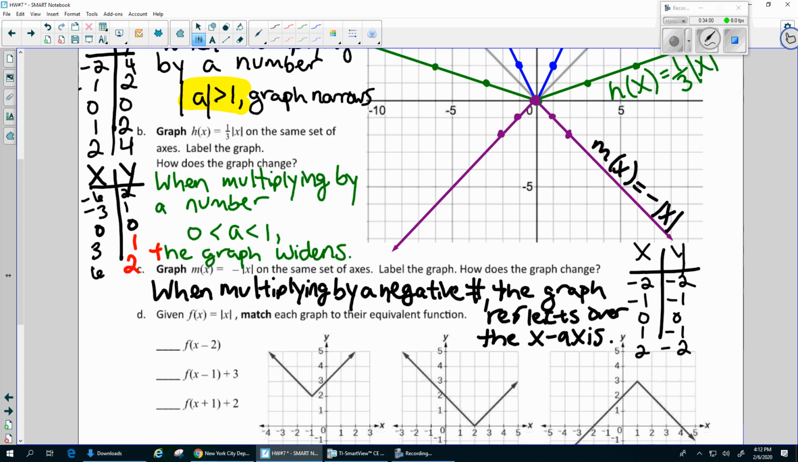The same thing is true for when we're multiplying by a number between 0 and 1. If that number is -1/3 or -1/2, my graph is still going to widen, but it's also going to flip, which means that the absolute value of A has to be between 0 and 1 for the graph to widen.